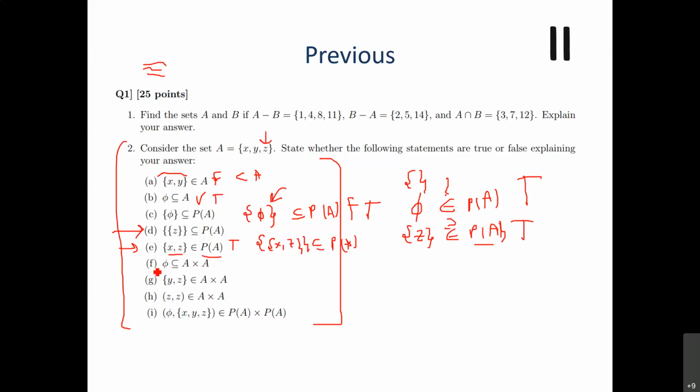Is the empty set a subset of A cross A? So part F, is the empty set a subset of A cross A? Yes, without even thinking about what's on the right-hand side, because phi is always a subset of anything.